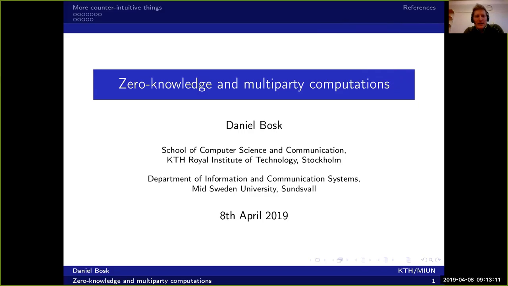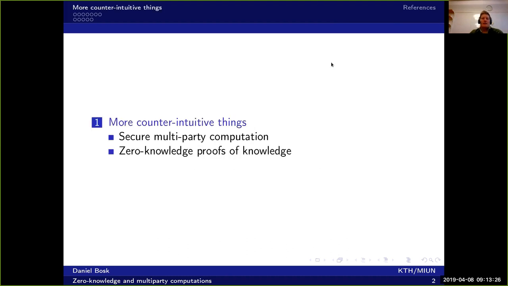Now we're going to talk about zero knowledge, in particular zero knowledge proofs of knowledge and secure multiparty computations. These are two of the more modern parts of cryptography, and zero knowledge proofs have been around since the 80s, and secure multiparty computation is not that much younger. So we will start working through secure multiparty computation and say what that is, and then we will talk about zero knowledge proofs of knowledge in general.